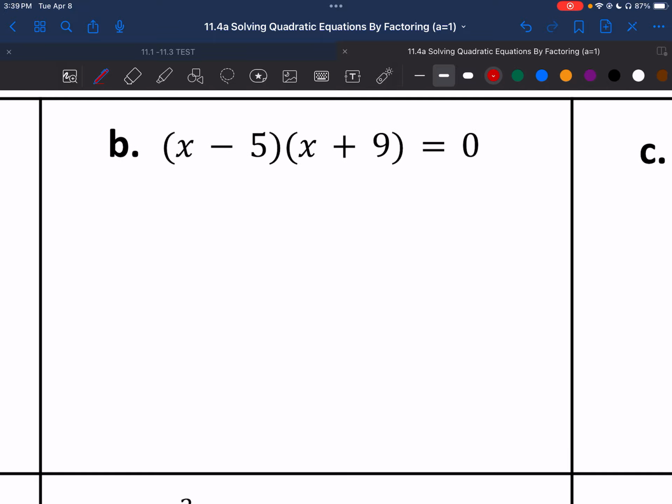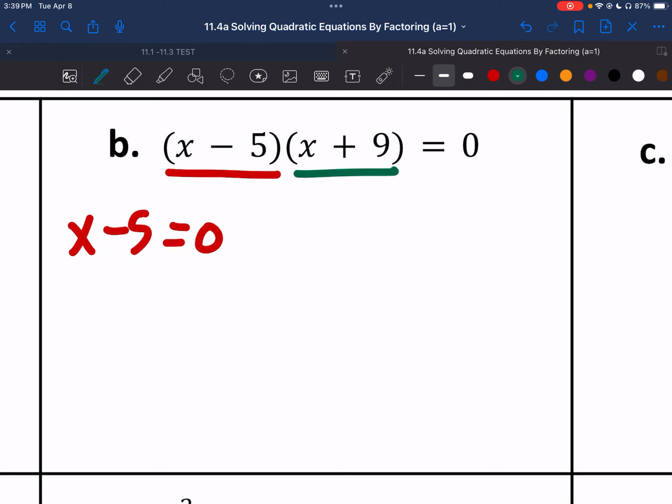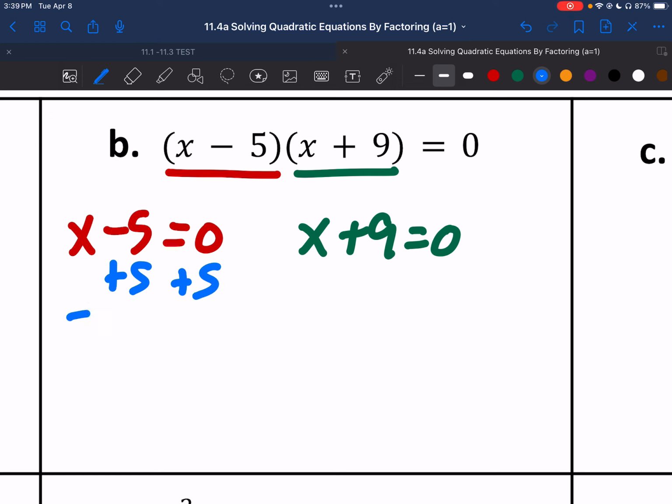So we have x minus 5 equals 0, right? Because one term could equal 0. The other term could equal 0. x plus 9 equals 0. Or they both could. And now we need to solve each one of them independently and find our two values. So x minus 5 equals 0. We add 5 to both sides. x equals 5. x plus 9 equals 0, we subtract 9 from both sides, and x equals negative 9.